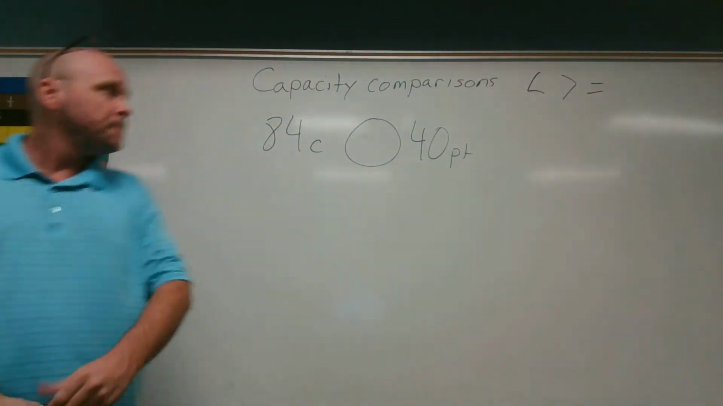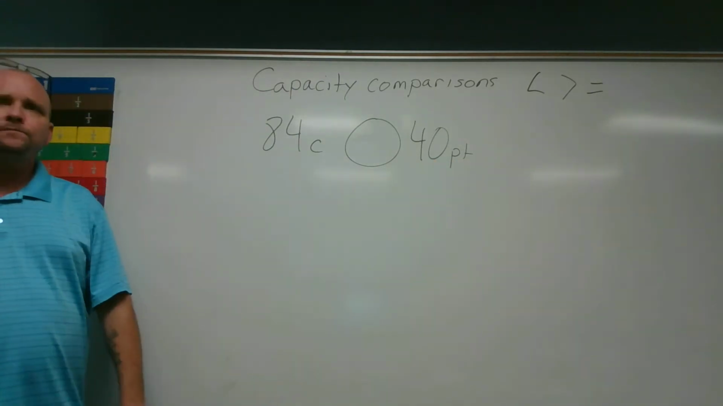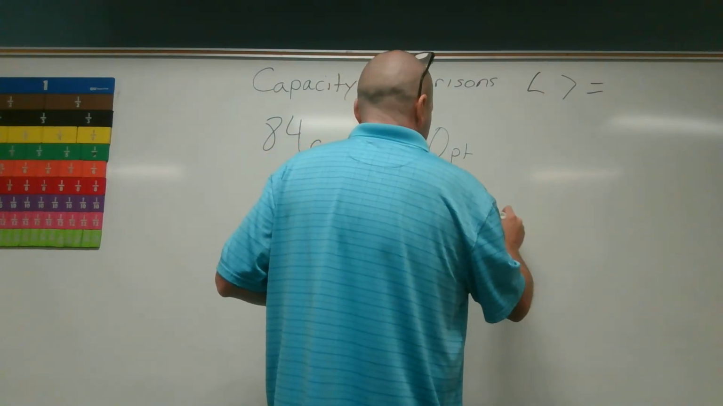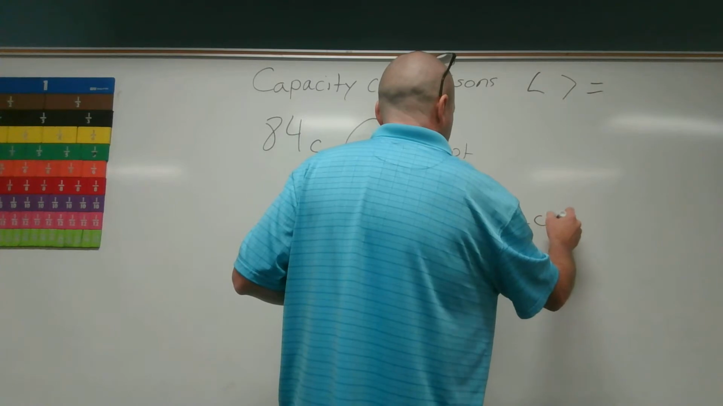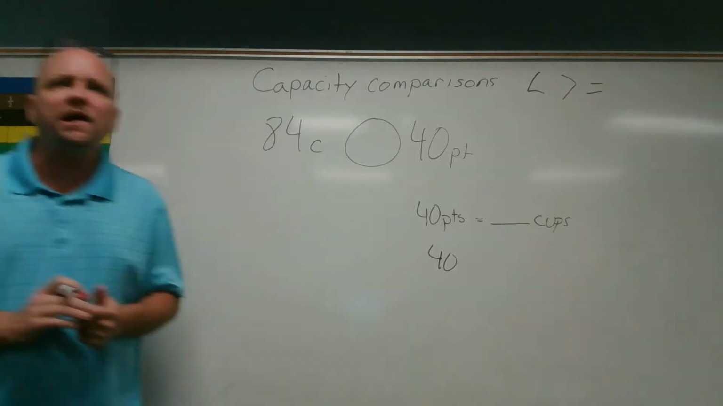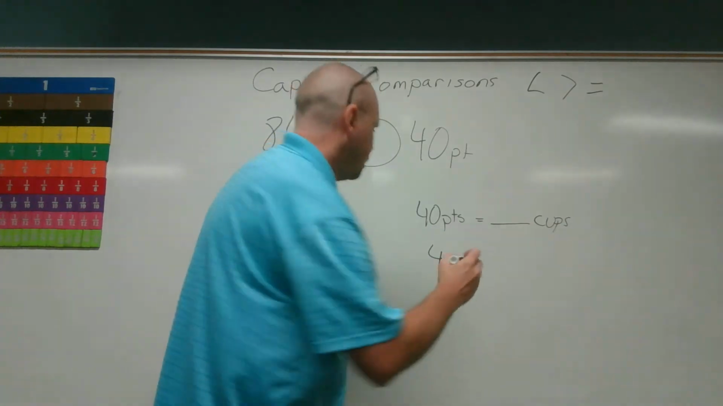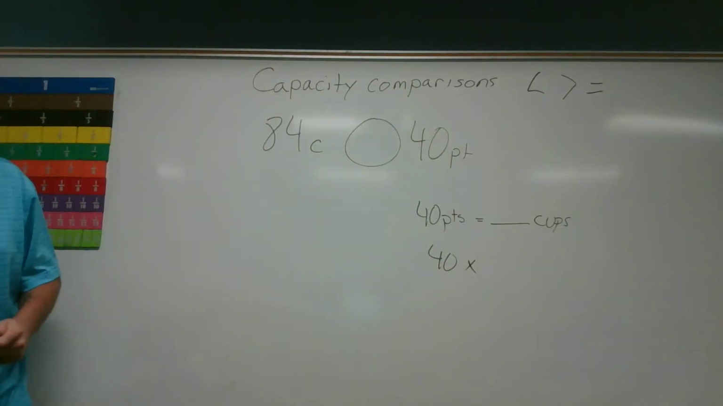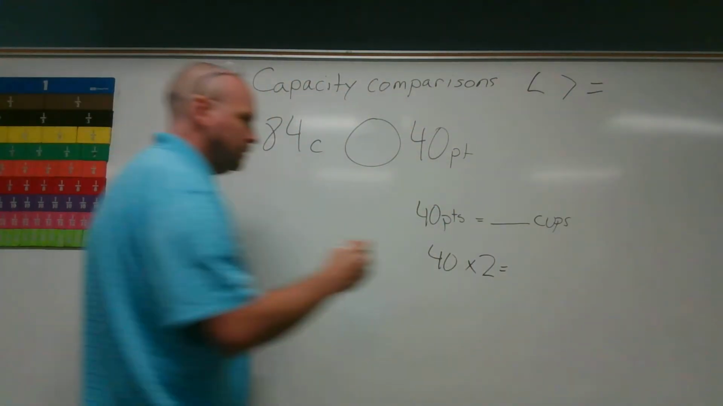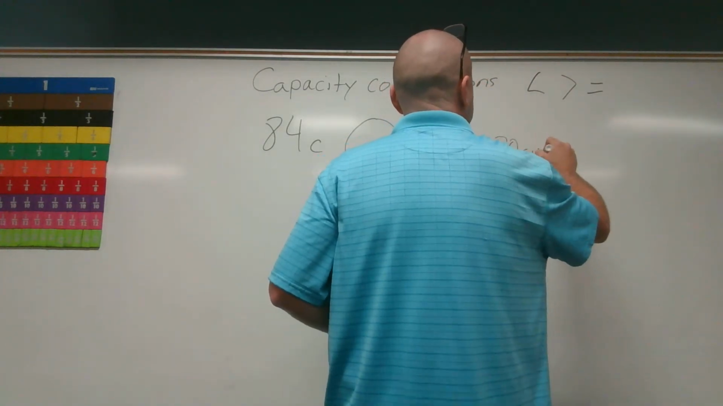All right, Essien. Do you want to change the number of cups to pints or the number of pints to cups? Pints to cups. So we have 40 pints equals blank cups. Which is bigger, pints or cups? Pints. We're going from pints to cups. Multiply. 40 times what? 2. And 40 times 2 is? 80. So 40 pints equals 80 cups.